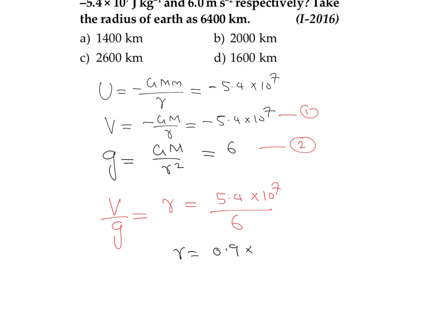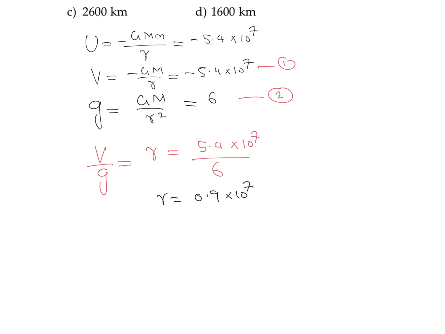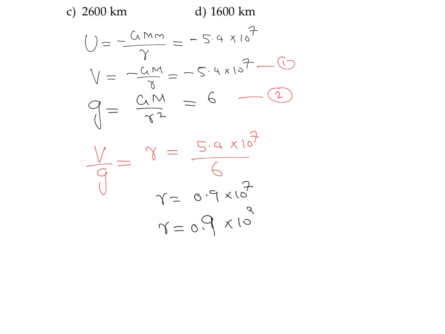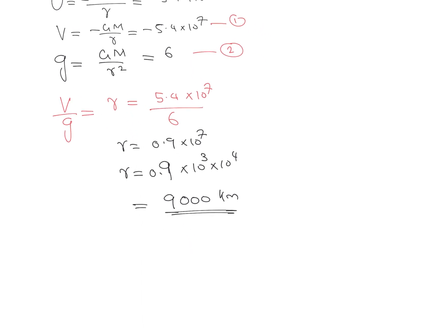0.9 × 10^7, or you can write the value of r in terms of kilometers, that is 0.9 × 10^3 × 10^4. So if we multiply with 10^4, that is 9,000 × 10^3 meter, which we can take as kilometer. So it is at a distance of 9,000 kilometer from the center of Earth.